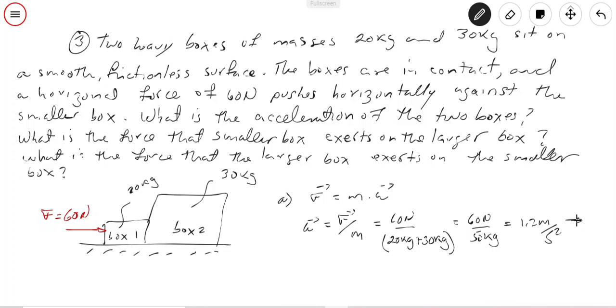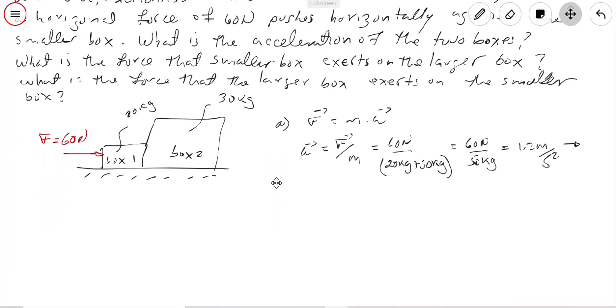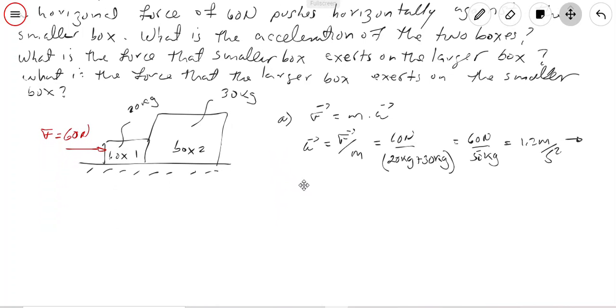In the same direction that we have the force F, which is a force pointing to the right. So the acceleration also points to the right in this case. So we found the acceleration already. Now we need to find the force that the smaller box exerts on the larger box. To solve this second part of the problem, we're going to isolate the second box.